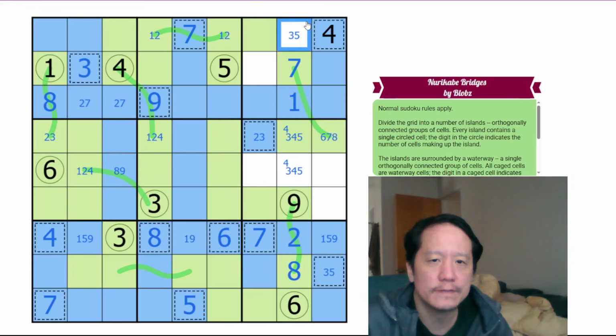Okay. This sees 4 cells. It sees 1, 2, 3, so that must be the 4th. So this is blue, which means this can't be blue. That's green.